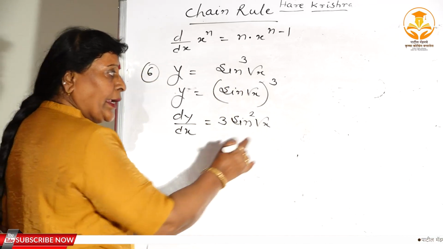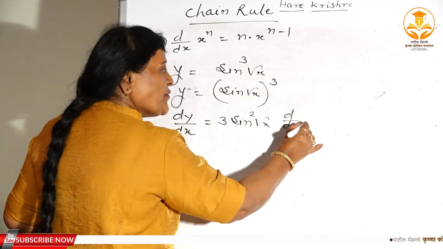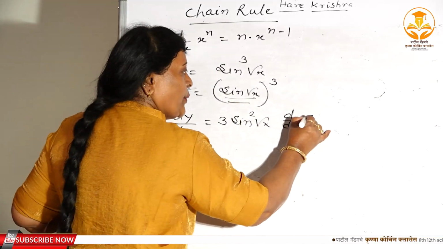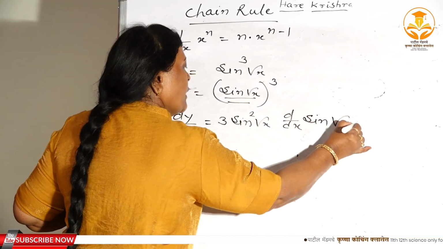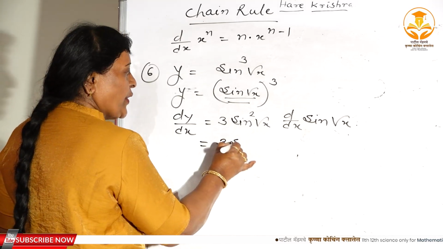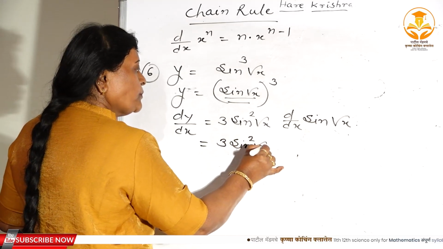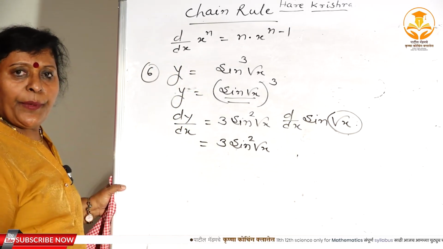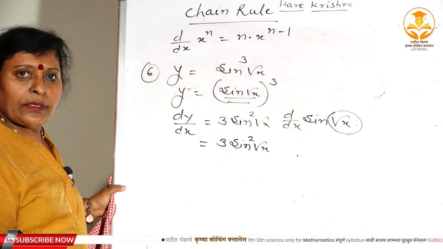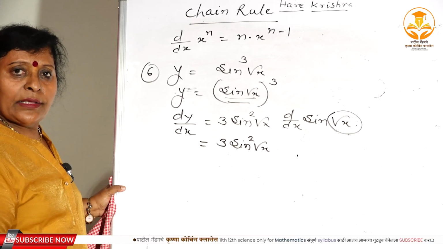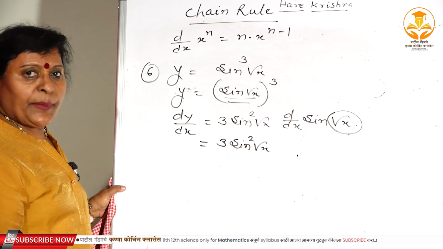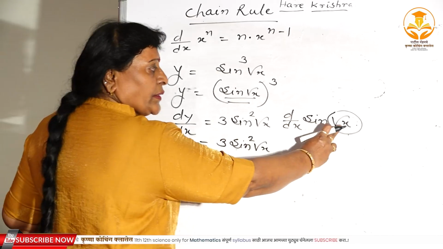Right? Again d/dx of, where you have substituted u? Sine root x. You put u as sine root x. Right? Again say 3 sine square root x. Now you know the derivative of sin x, that is cos x. Do you know sin root x? No. Do you know sin e to the power x? No. Do you know sin log x? No. So this is root x.